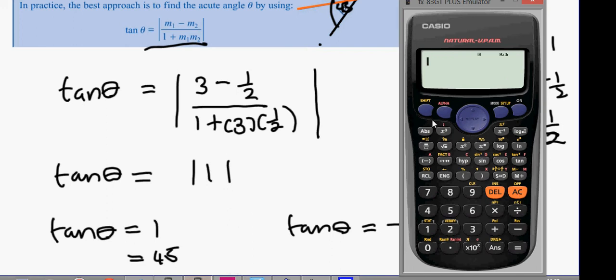My advice is to always do tan inverse of minus 1. I think this comes up as minus 45. My advice is always get the acute angle, always get the positive value, and take it away from 180.